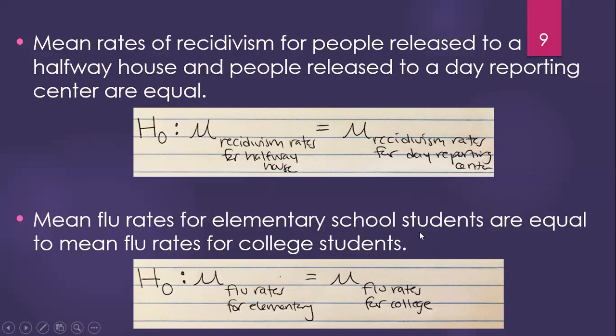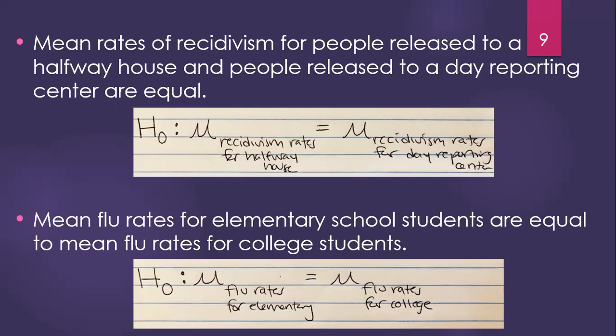Okay, the other example I have here is the flu rates one. So if I gave you a research question or statement that was asking, is there a difference in flu rates for elementary school students compared to college students, and asked you to report the null and alternative hypotheses, we know that the null hypothesis is always a statement of equality, that the independent variable does not influence the dependent variable.